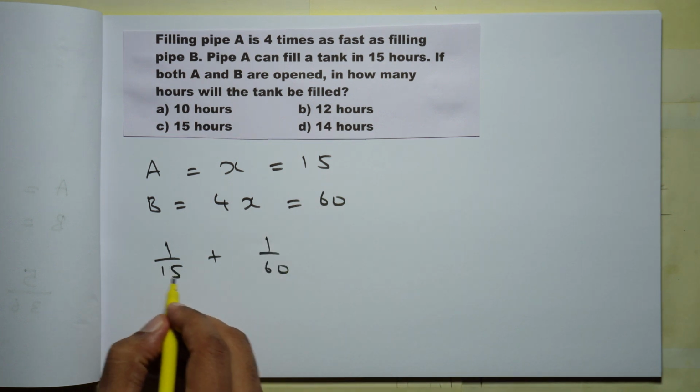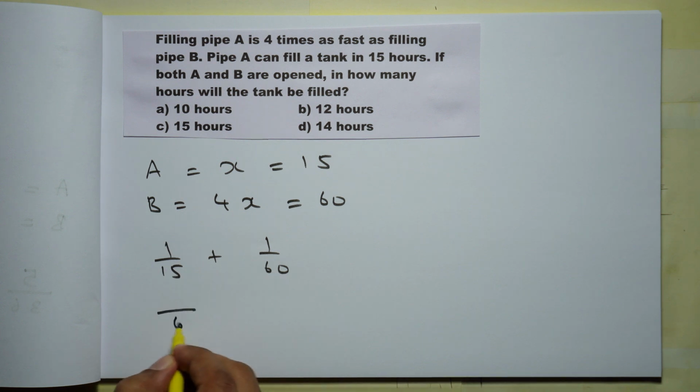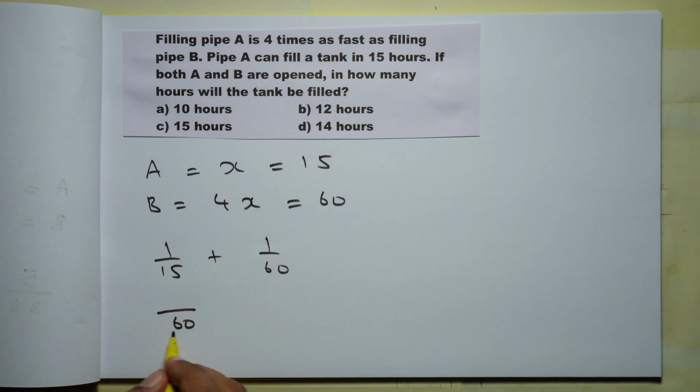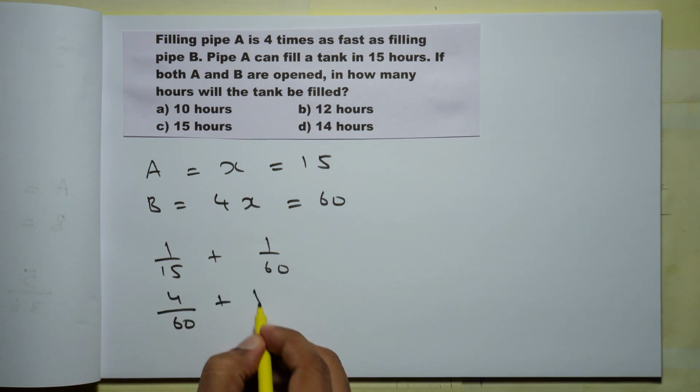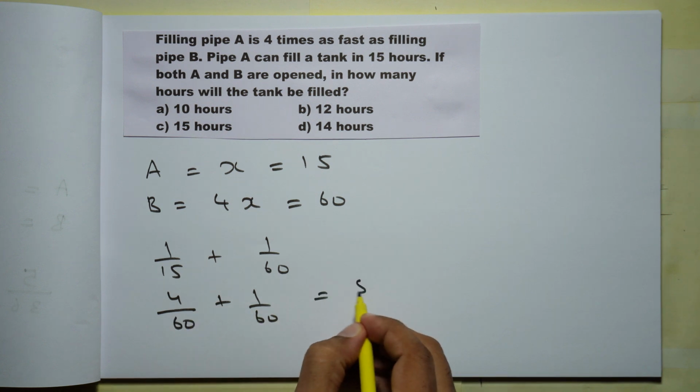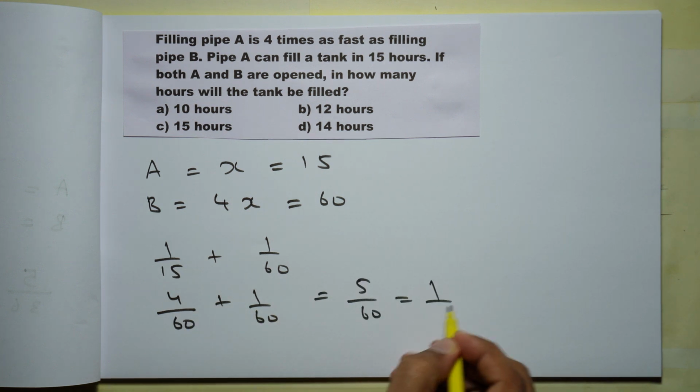Now to add it up, I'll make the denominator same, that is I'll make it as 60. Here I'll multiply both sides by 4, that is 15 into 4, 60. Numerator is 4 and here 1 by 60 as it is. So 4 plus 1, 5 by 60. That is same as 1 by 12th of the tank will be filled if both A and B are working.